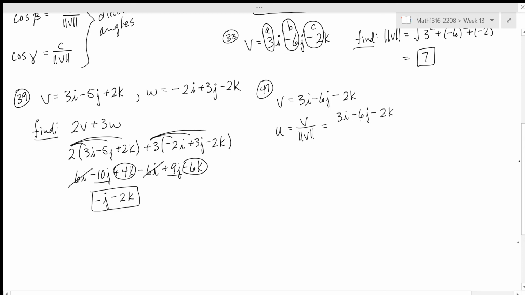All of that vector, just copy and paste to the top. And in the denominator, we're going to have the magnitude formula: 3 squared plus negative 6 squared plus negative 2 squared. I'm going to need somebody with a calculator that knows how to use it to calculate the magnitude.